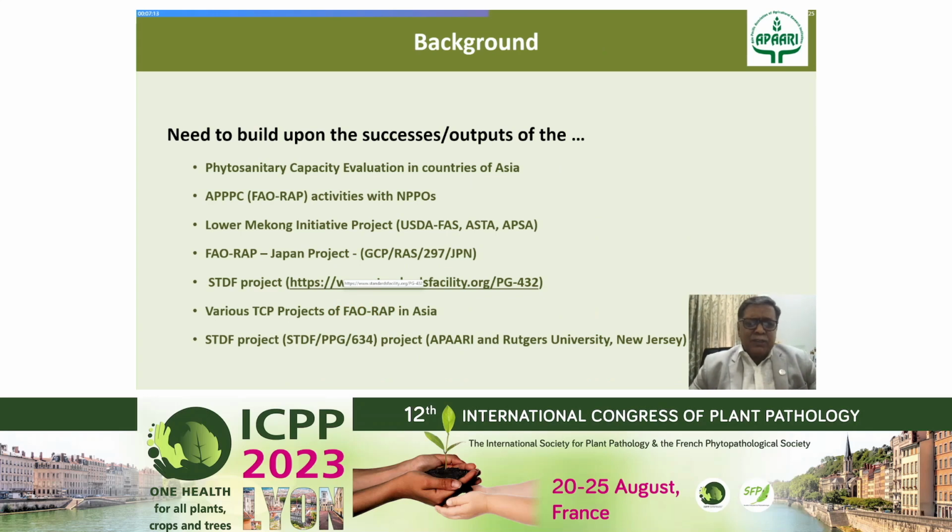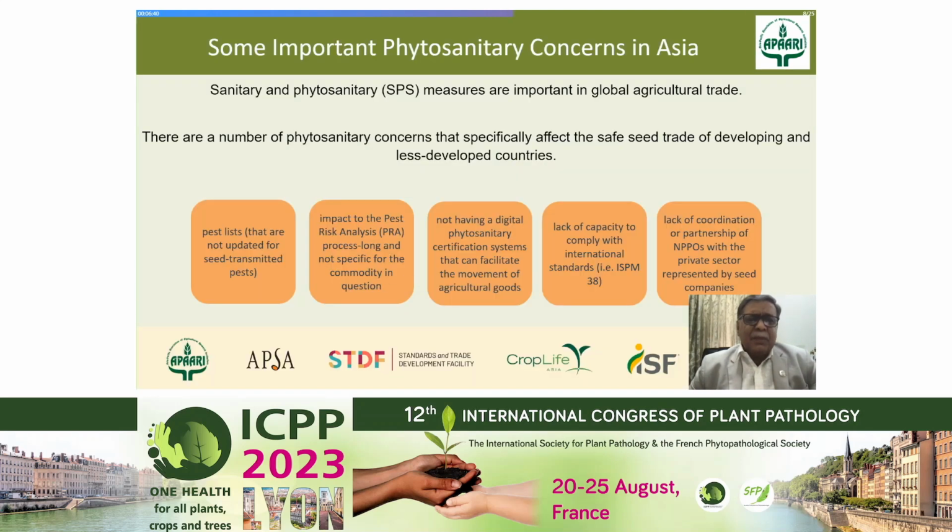With all these points in view, I would like to say we have realized in APARI there was a dire need to build upon the outputs or successes of many global and regional projects which took place here, which include projects from the Asia Pacific Plant Protection Commission, from USDA, from FAO, and from STDF of WTO. And what we realized is that there are some important phytosanitary concerns in Asia which need a lot of focus. They have been talked about. In some cases, actions have been taken.